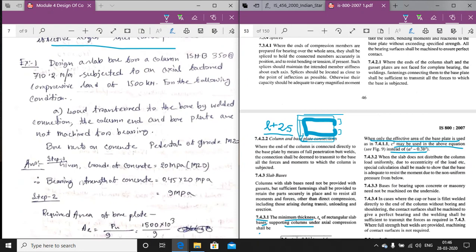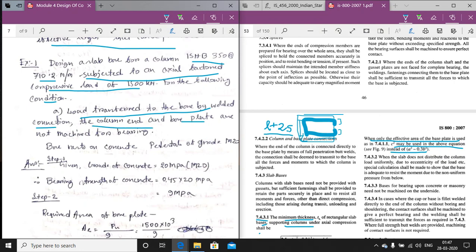Design a slab base for a column ISHB 350 at 717.2 Newton per meter, subject to an axial factored compressive load of 1500 kilonewton for the following condition. Load transferred to the base by welded connection. The column end and the base plate are not machined for bearing. That means there is no proper bearing between the column and the base plate.